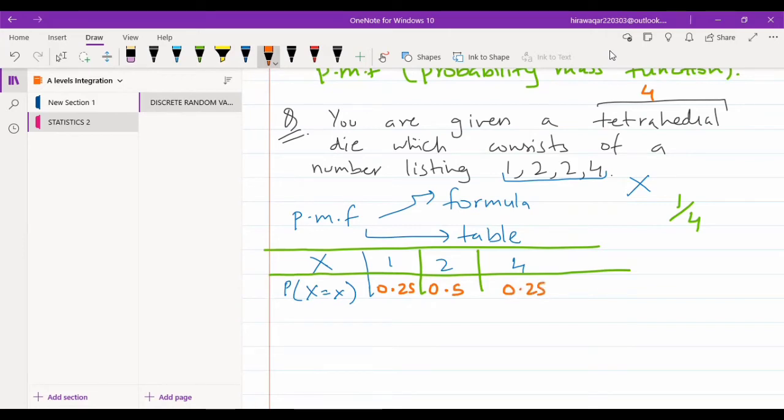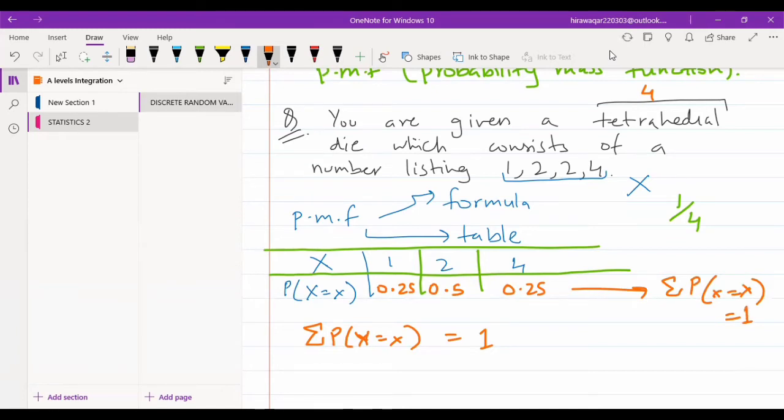Now with the formula, you must know that the probability mass function must have the values of probability sum equal to 1. So the sum of these values of probability must be equal to 1, and you can see from this that when you add these probabilities, the sum of these probabilities is equal to 1.